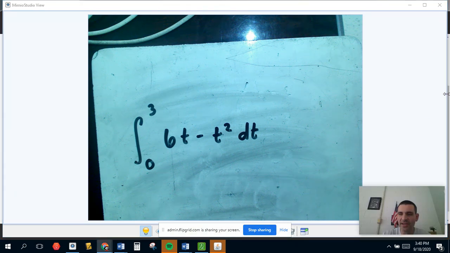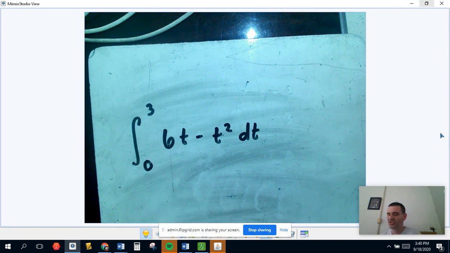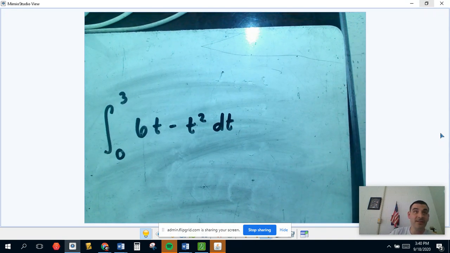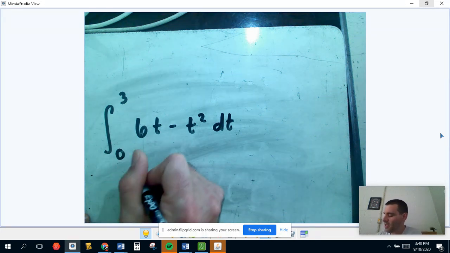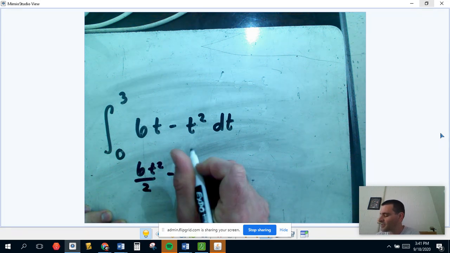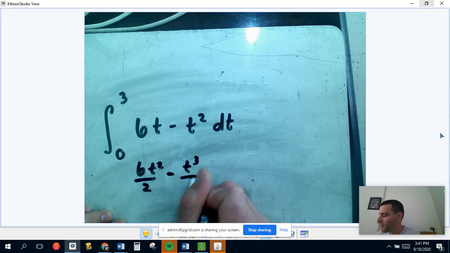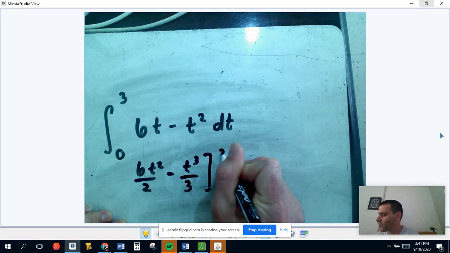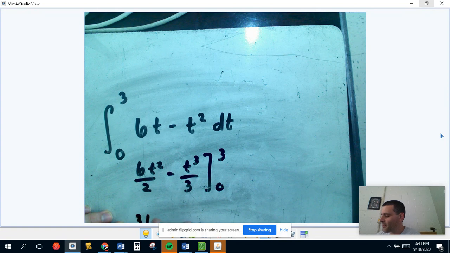All right, so we're going to finish up number 6. We had decided that this absolute value is not needed. So we're going to go ahead and take the antiderivative of the velocity function, which is going to be the position function. So it'll be 6t squared divided by 2 minus t cubed divided by 3, evaluated at 3 and 0. So just cleaning it up a little bit, 3t squared minus t cubed over 3. Again, evaluated at 3 and 0.